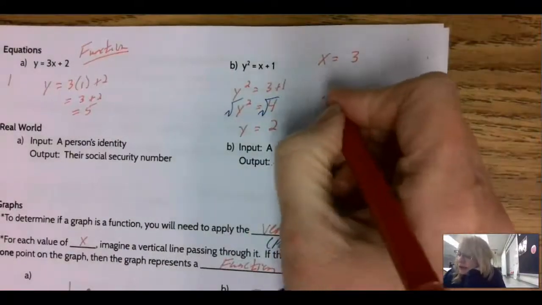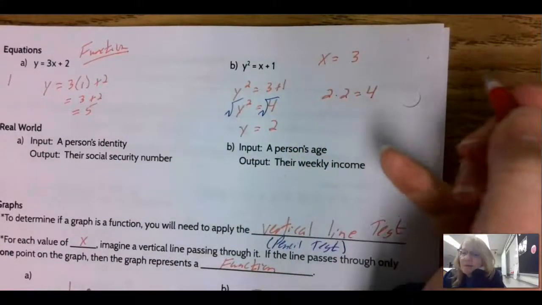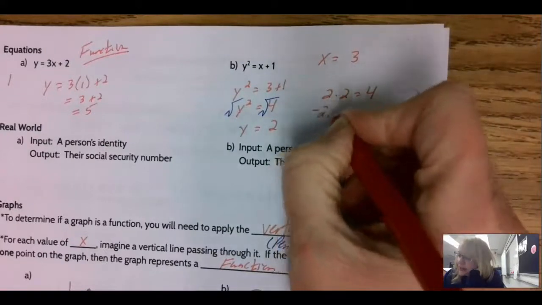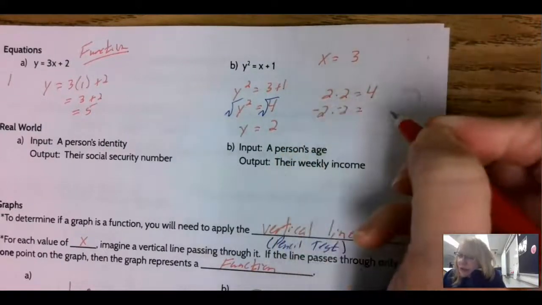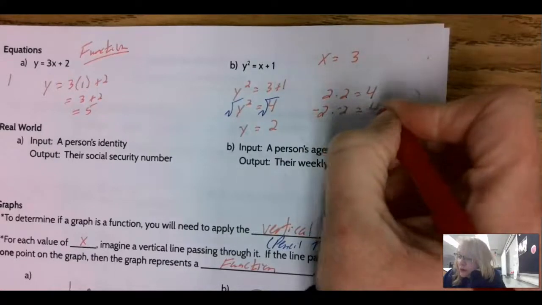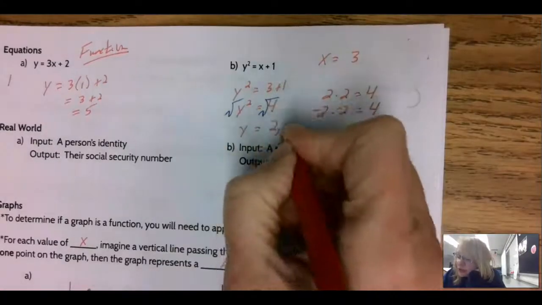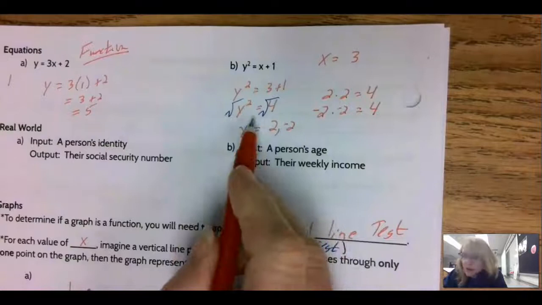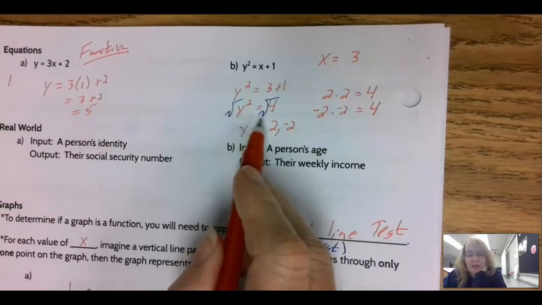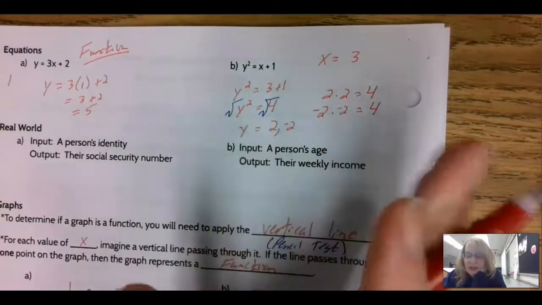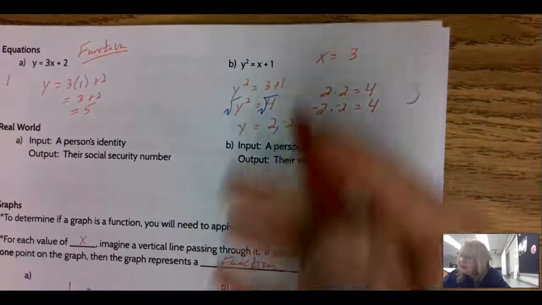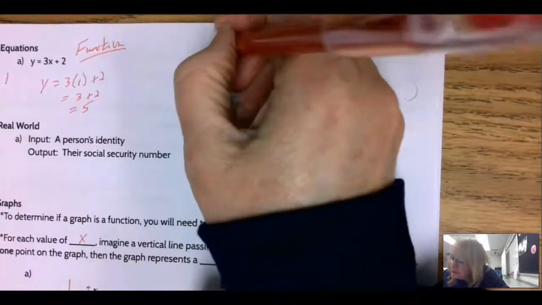If I take 2 times 2, do I get 4? Yes. If I take negative 2 times negative 2, what do I get? Hopefully you all said 4, right? So this answer has 2, and that's what we didn't get into when we were solving, is that we actually have 2 answers when we take a square root, a positive and a negative. We just didn't have to worry about it at the time. So this one is not a function.